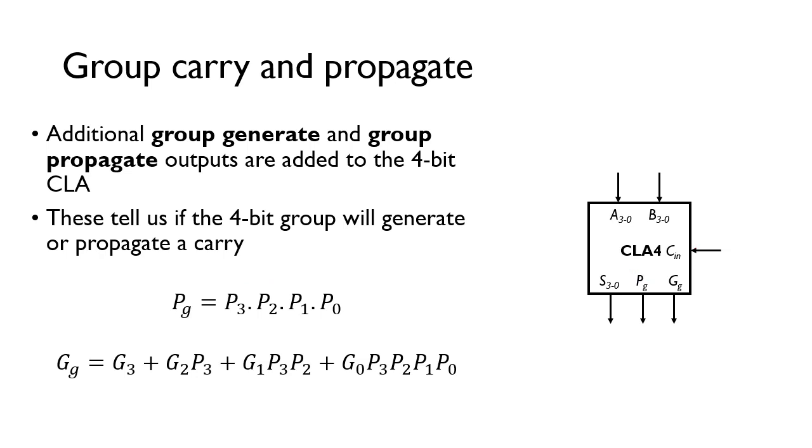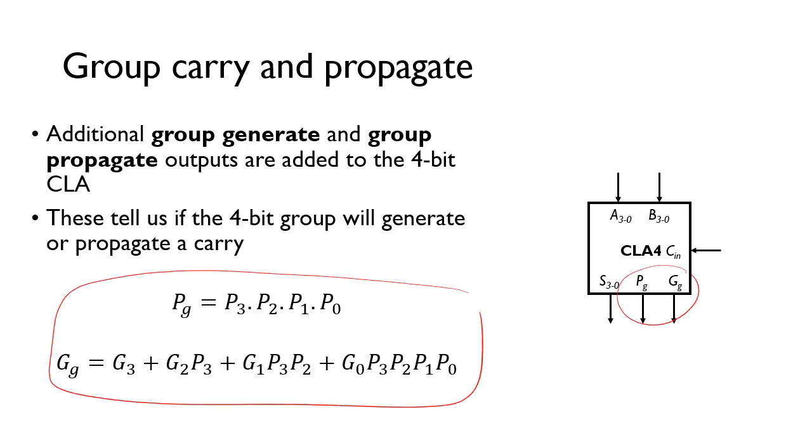And then we've also got the group generate output, and that's just saying if this individual 4-bit block will generate a carry. So we know the group itself will generate a carry if the 3rd bit generates a carry, or if the 2nd bit generates a carry which is then propagated through the 3rd bit, or if this 1st bit, so bit 1, generates a carry which then propagates through 2 and 3, or we generate a carry in bit 0 which then propagates from 0 to 1 to 2 to 3 to the output. So these two extra outputs are just given by this additional logic, and that tells us whether that 4-bit group will generate its own carry, or whether it will propagate any input carry through the group.